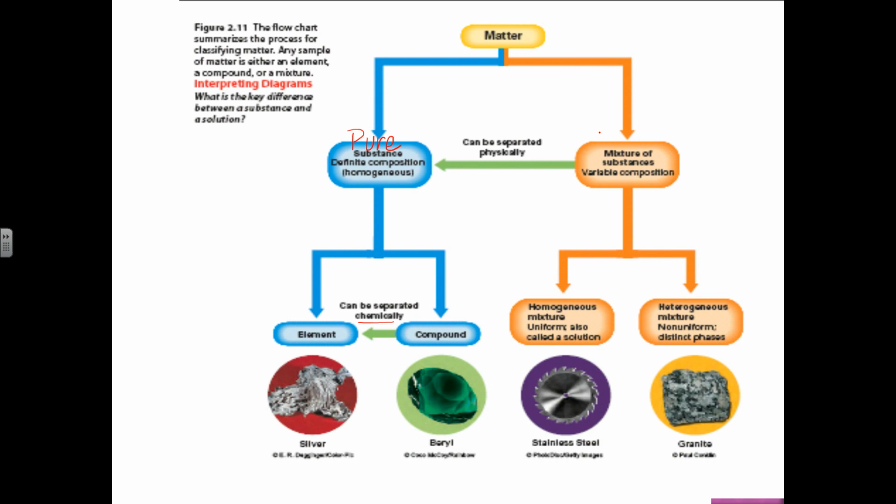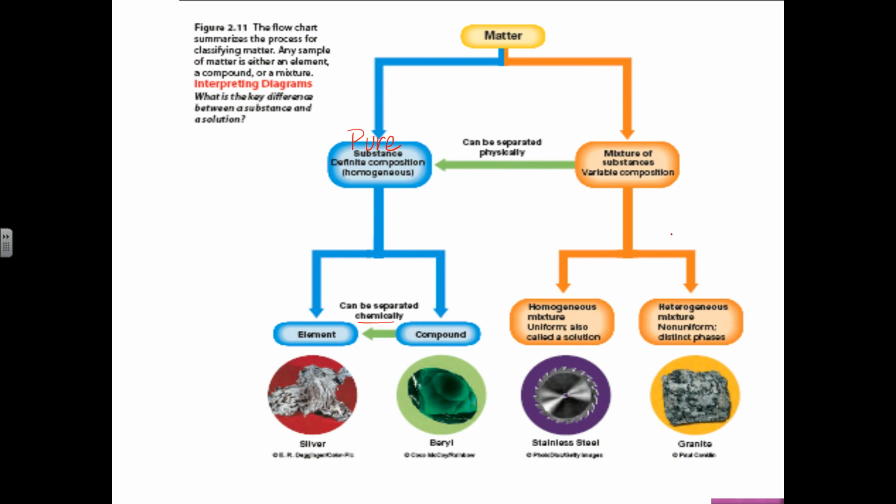Over here off the right-hand side of the matter flowchart, we have mixtures. Mixtures can have variable composition. They can always be separated through physical processes, and when they're separated through physical processes, they're separated back to the substances. So again, these are interconnected. The substances will then branch off into either elements or compounds.